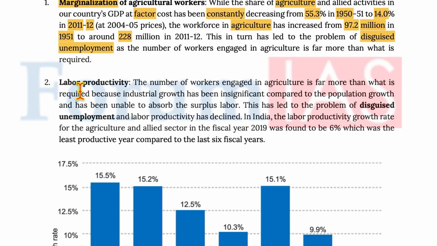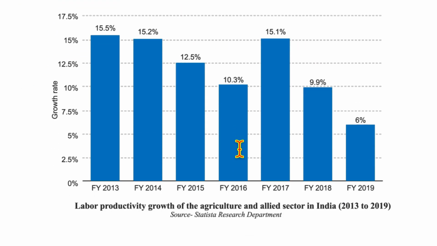Now, moving on to labor productivity, the number of workers engaged in agriculture is far more than what is required because industrial growth has been insignificant compared to population growth and has been unable to absorb the surplus labor. This has led to the problem of disguised unemployment, and labor productivity has declined. In India, the labor productivity growth rate for agriculture and allied sectors in the fiscal year 2019 was found to be 6%, which was the least productive year as compared to the last fiscal years.